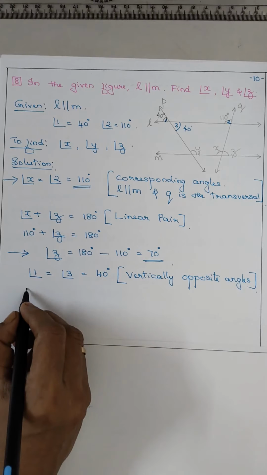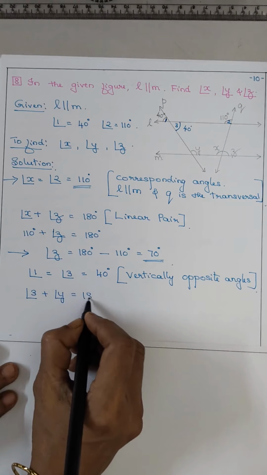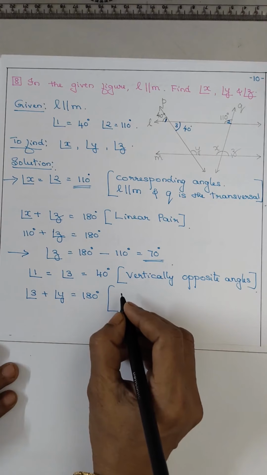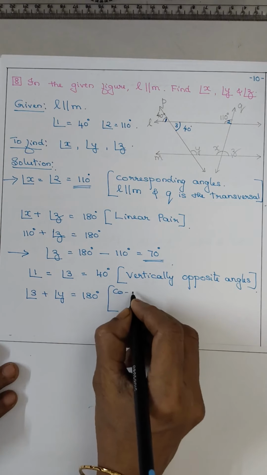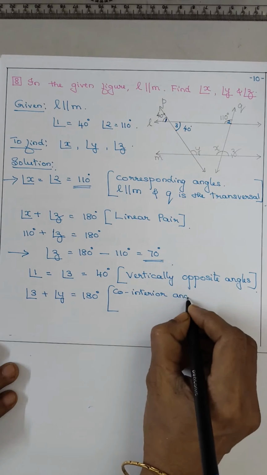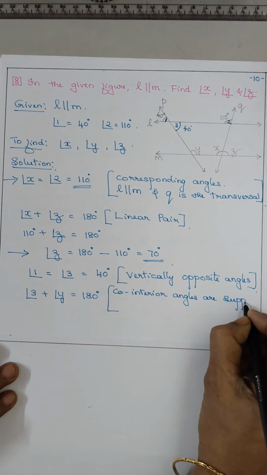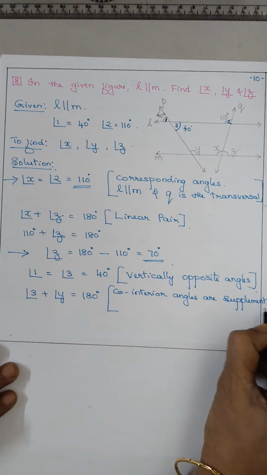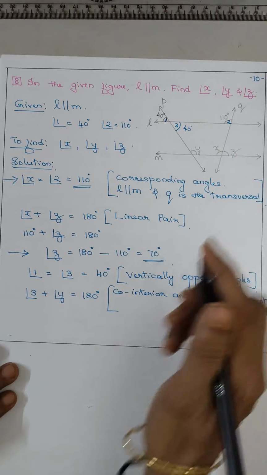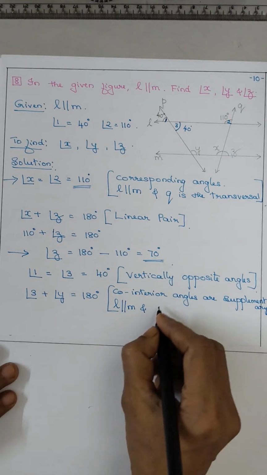So we will write angle 3 plus angle Y is equal to 180 degrees. So you will write: co-interior angles are supplementary. Now, tell which are the two lines. L is parallel to M and P is the transversal.